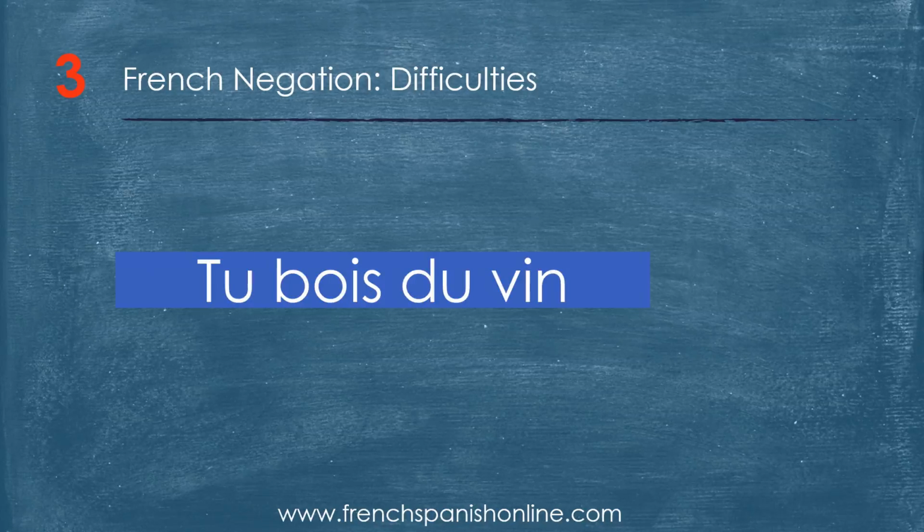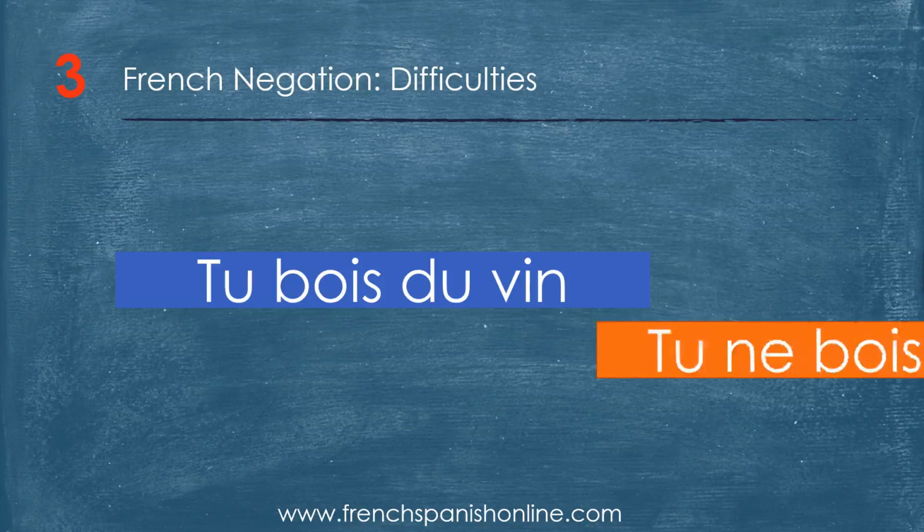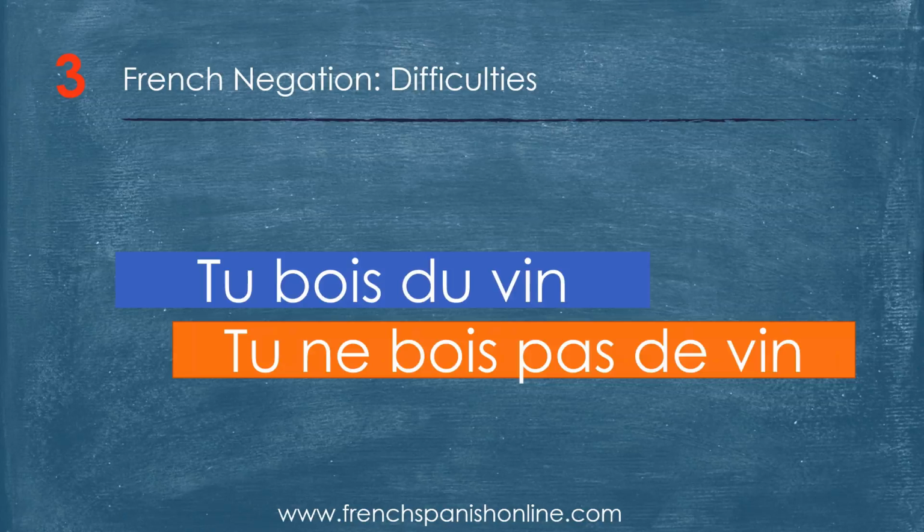Tu bois du vin. Du is the contraction of de le, so du includes the definite article le actually. You are drinking some wine. So if you want to say now that you don't drink wine, tu ne bois pas de vin. Again, here in the expression de, the definite article le disappears. Tu ne bois pas de vin instead of tu ne bois pas du vin.